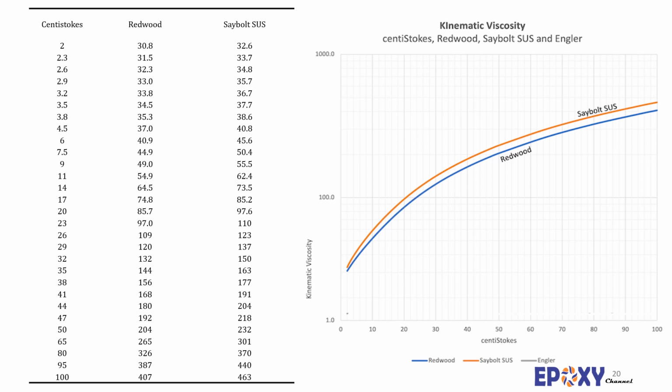In the Saybolt or Redwood methods, the containers have a heating jacket that allows conducting the viscosity measurements at various temperatures. By the way, here are the conversion tables to convert the centistokes, Redwood, or Saybolt viscosities. For example, if for a resin a Redwood viscosity of 49 seconds has been reported, it simply means that the viscosity is 9 centistokes.